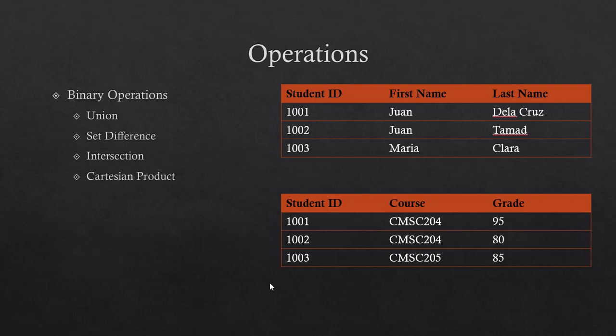So if you have, for example, student ID and the grade, you will have a new table for the Cartesian product having 1001, 95, 1001, 80, 1001, 85, and so on. There are other examples of Cartesian products and sub-operations of it, which we'll be discussing further as we go along.